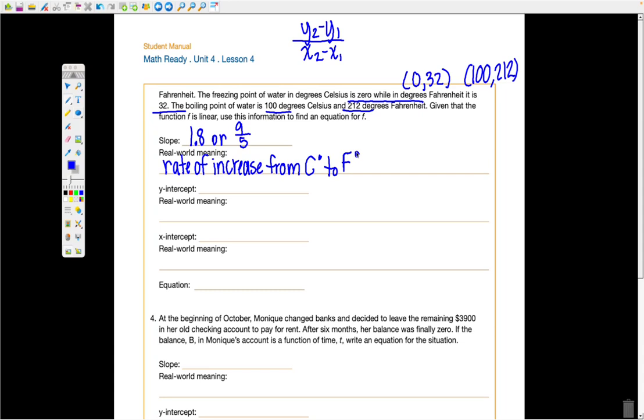So basically what it's saying is for every 1 degree in Celsius, it's raising 1.8 degrees in Fahrenheit. That's why our Fahrenheit degrees are higher than Celsius degrees. The y-intercept, from where are we starting?